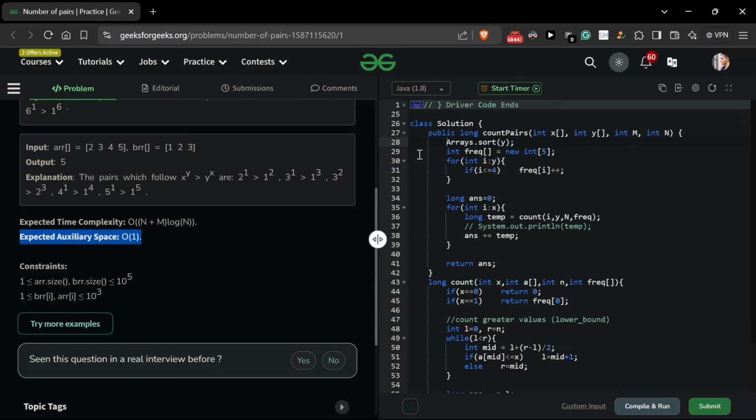And for space complexity, we have just this frequency array, so it is a constant thing. Its space complexity is constant.